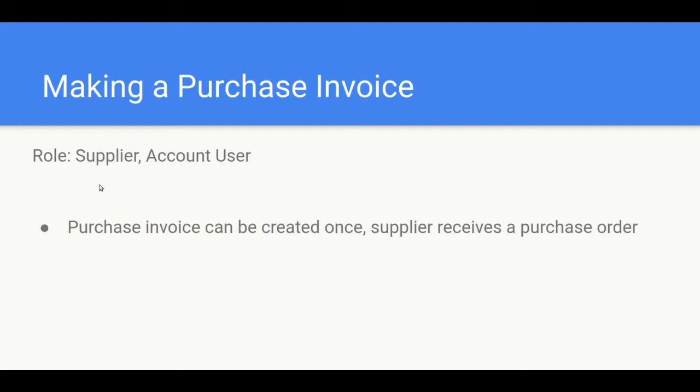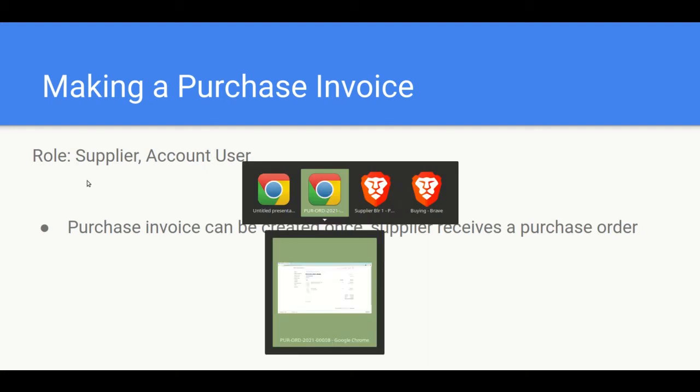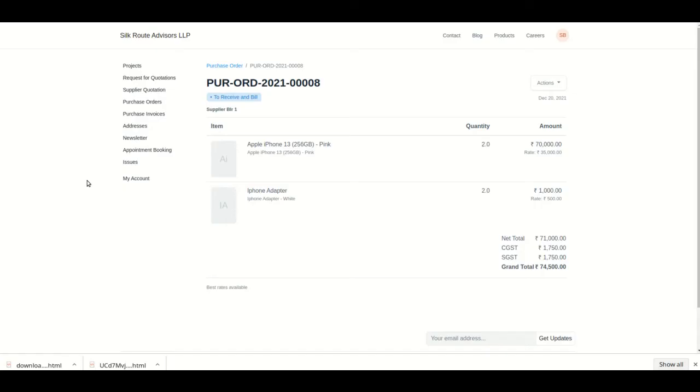Now a purchase invoice can be created by a supplier, basically in a draft state, or an accounts user can create a purchase invoice and can also submit it. Since an invoice comes under the accounting section, only the accounts user and accounts manager will have access to it. So for now, let's use a supplier's login and create a purchase invoice in the draft state.